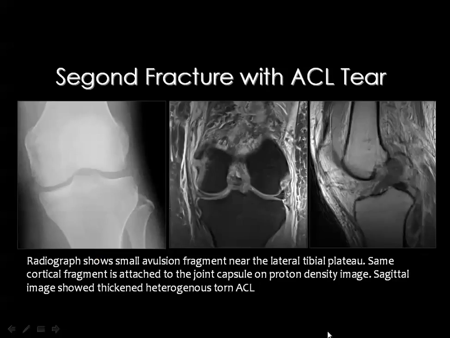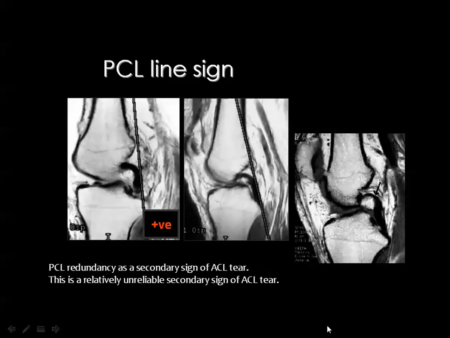Then you can appreciate the Segond fracture on plain X-ray, and you may see it on MRI, but it is better appreciated on plain X-ray or CT scan. And you can see the empty notch sign and the abnormal configuration as well as the abnormal parenchymal signal of the anterior cruciate ligament. One of the weak signs of ACL rupture is known as the PCL line sign.